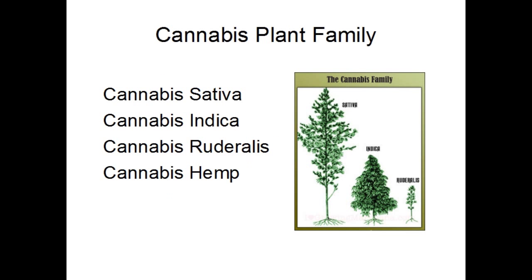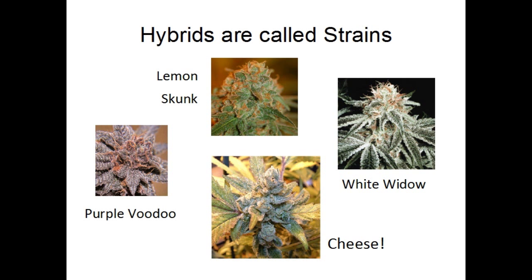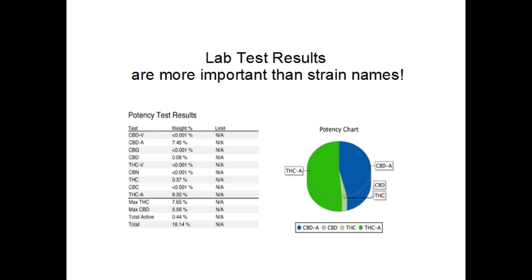There are 4 members of the cannabis plant family: cannabis sativa, indica, ruderalis, and hemp. These different types are often blended together to form hybrids, and hybrids are called strains. Strains have funny names like purple voodoo, lemon skunk, white widow, and cheese. In all cases, the cannabinoids present are more important than the strain names. Lab test results are important to determining which form of cannabis is right for you.